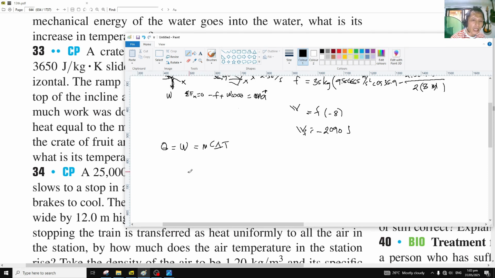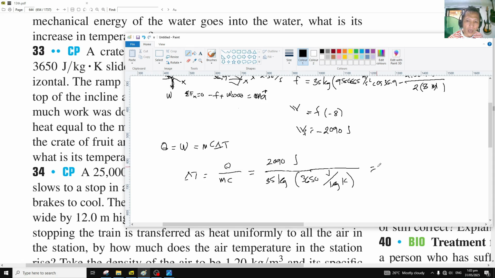Now, we compute the delta T. Delta T is just equal to Q all over MC. So substitute Q, now positive, 2090 joule, and then you have your M, which is 35 kilogram, and then your C, which is 3,650 joule per kilogram Kelvin. So you would have Kelvin as a unit for this. Okay? So A all over 35 times 3,650.